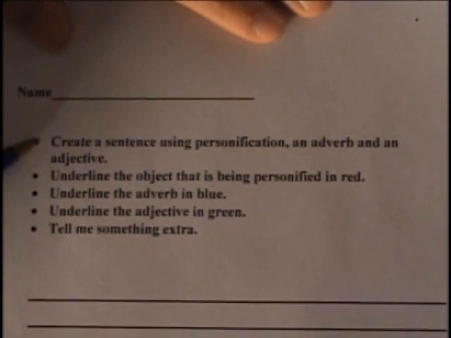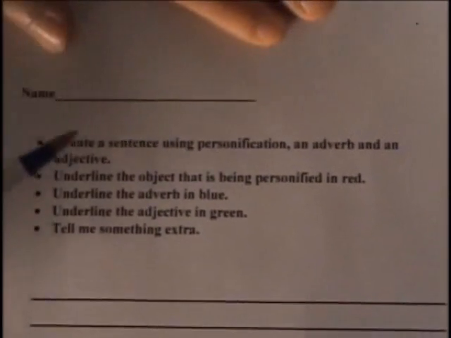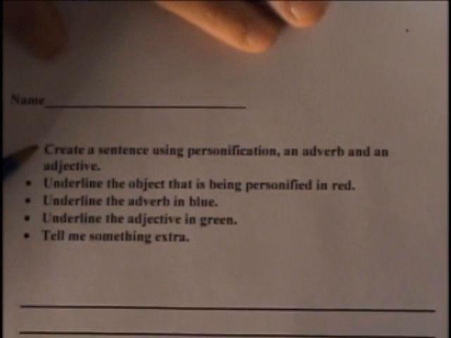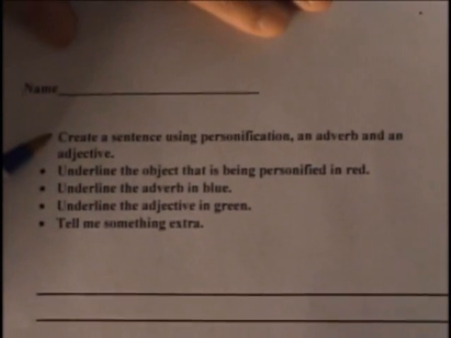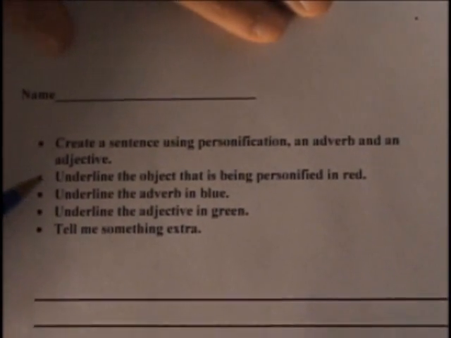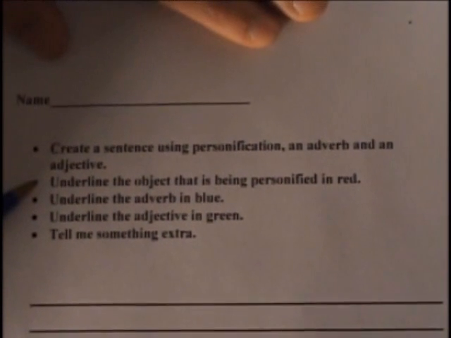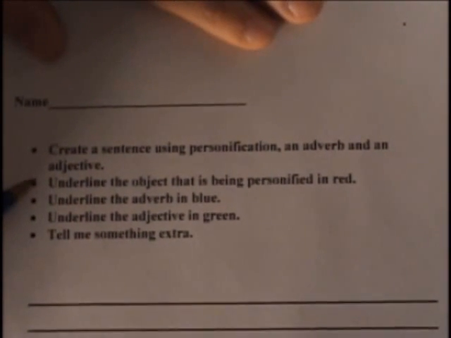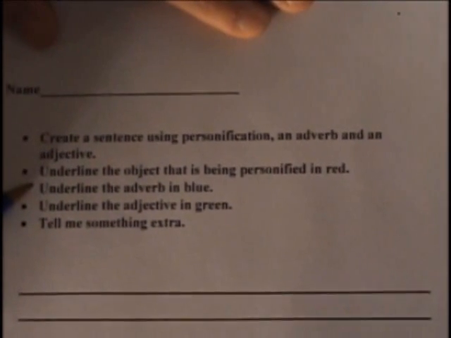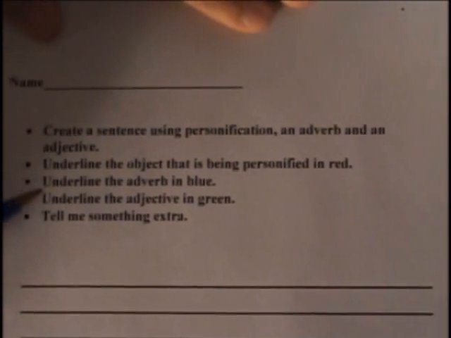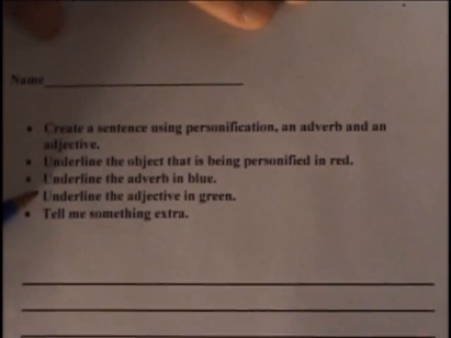Alright guys, here's what we're going to be doing. This is the creative part. We're going to create a sentence using personification, an adverb, and an adjective. Then, we're going to underline the object that is being personified in red. We're going to underline the adverb in blue. We're going to underline the adjective in green.